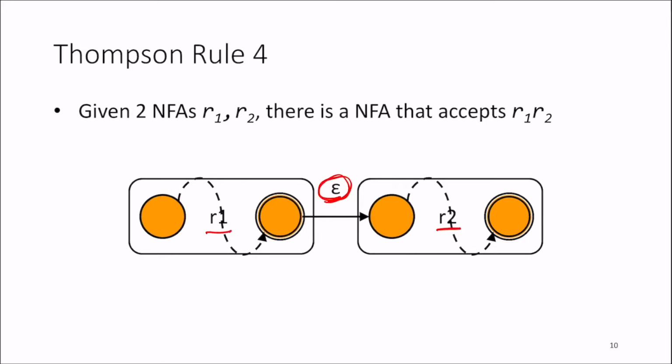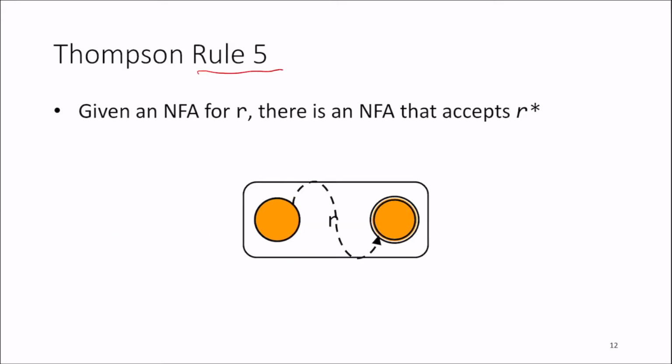So this is the final state of R1. It should no longer be the final state because it should finish with the strings from R2, right? So I remove that notion that this is the final state. It just becomes an ordinary state here. And the start state of R2 again becomes an ordinary state. It's no longer a start state because the start state starts over here with all of the strings from R1. So it's really straightforward to combine them, and the key is to combine them using this empty string, the epsilon move. Rule 5 is about the star operator or the Kleene closure.